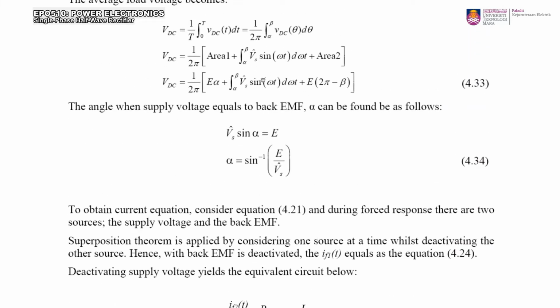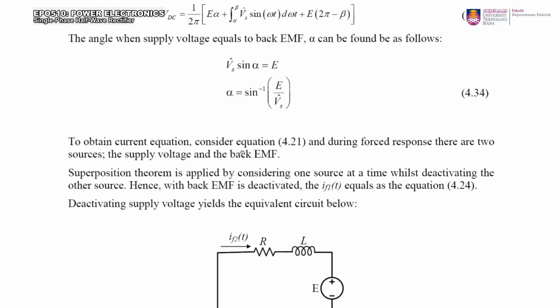You just simply integrate, then put in alpha and beta, and then you get the value for that equation. This is not complete actually, so I have to change that and complete it. So you find yourself the last equation for that VDC, the average load voltage. If you want to determine alpha, you just equate V peak sine alpha equals E, the back EMF, and then you can find alpha from this equation.